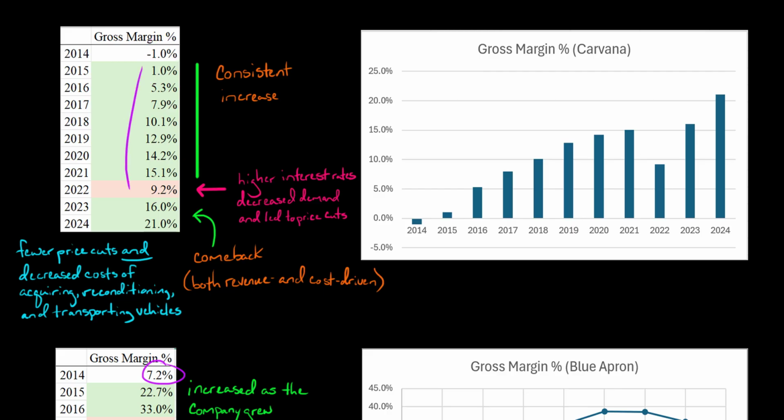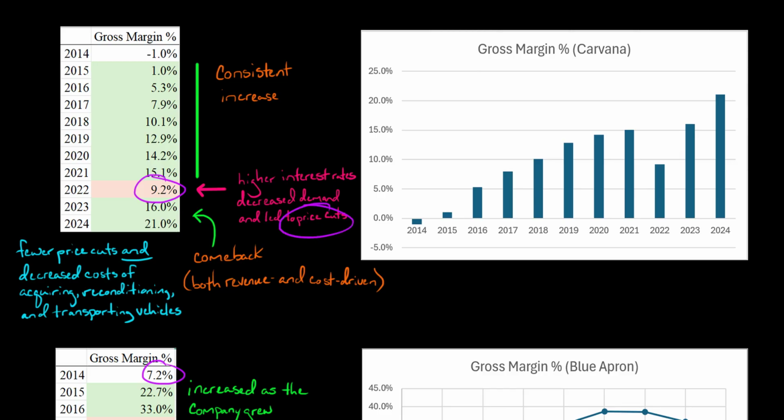Very good trend until 2022. What happened in 2022? The Fed is jacking up interest rates in an effort to tame inflation. Higher interest rates means decreased demand, right? People are not getting as many car loans, not buying cars. So higher interest rates, decreased demand for vehicles led to Carvana doing price cuts, to try and get rid of some of the vehicles.